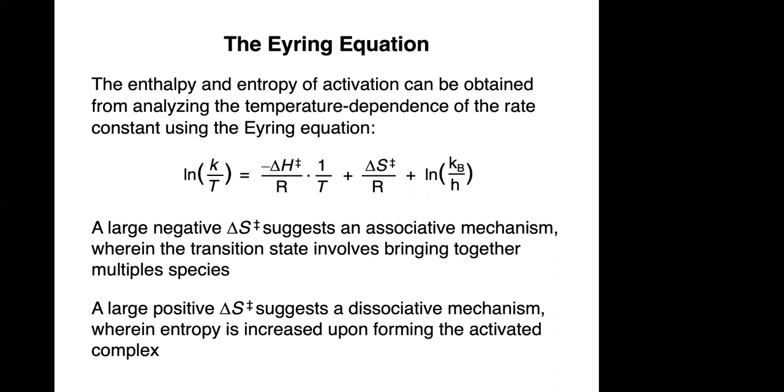Okay, and then on the other hand, if you have a large positive activation entropy, then that suggests that entropy is increasing when you're forming the activated complex, and this is what you might expect for a dissociative mechanism, where you're starting to lose and give more freedom to one of the ligands, the one that's dissociating. And again, large values are needed to really use this as evidence.